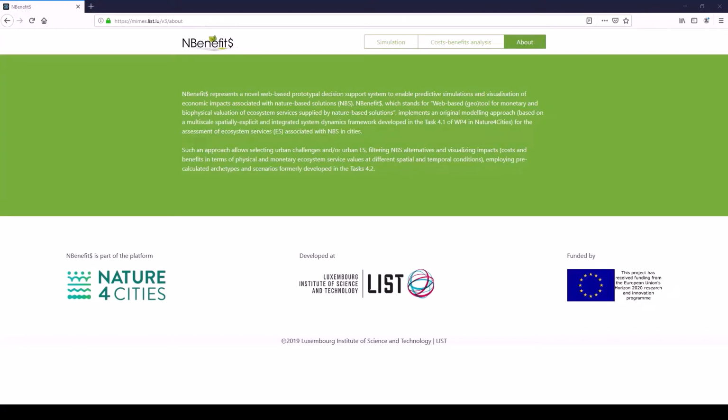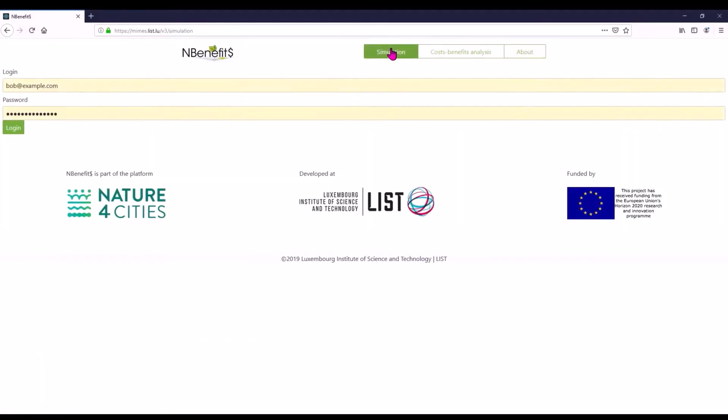Hi, this is NBenefits, a tool to predict the costs and benefits of urban nature-based solutions developed by LIST for the European H2020 project Nature for Cities.